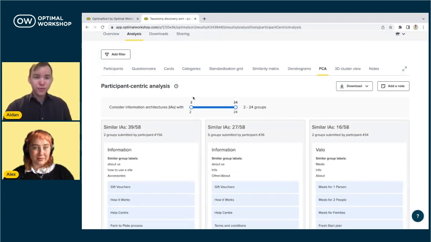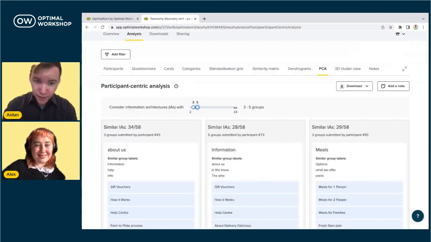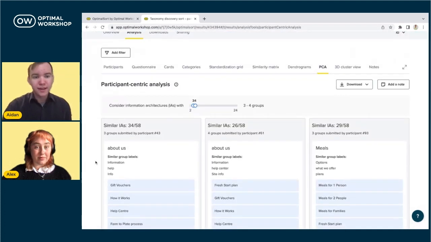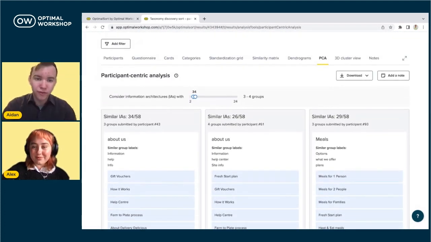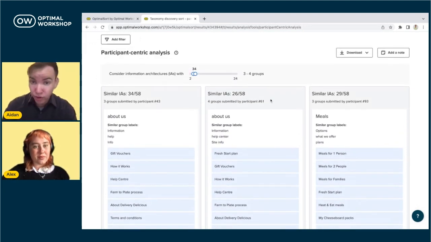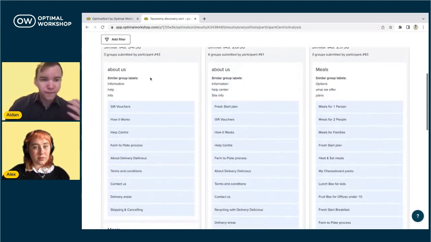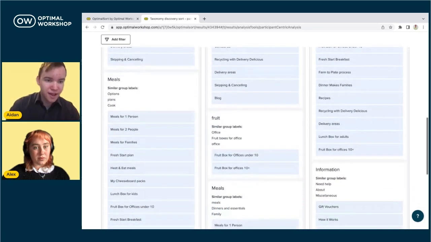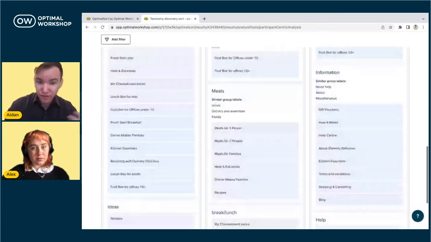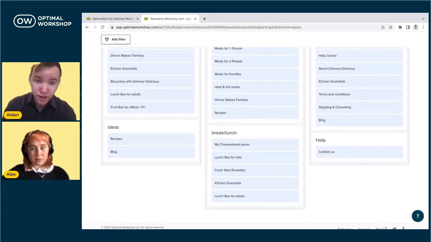Next, we've got participant-centric analysis, and this is a great way to see individual respondents or individual responses that are indicative of the broader way that people have responded. Here we see the specific responses for participants 43, 61, and 93. We see that they have grouped the cards as about us, meals, ideas. We're also seeing about us, and fruit was a category name for those fruit boxes, meals, and break and lunch.